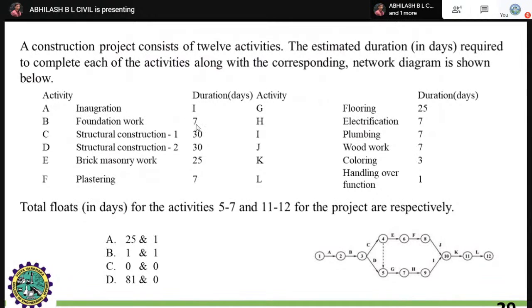Here these are the activities A, B, C, D, E, F, G till L, and the duration taken for each activity to complete. A to B is 7 days, B to C 30, C to D 30, D to E 30, 25, 7, 25, 7, like this. It goes on. You have to start noting down. They have already given this network diagram, so no need to worry about it. Since they have given the network diagram, you have to start dropping down the early start time and early finish time. Like this, you have to start sketching.